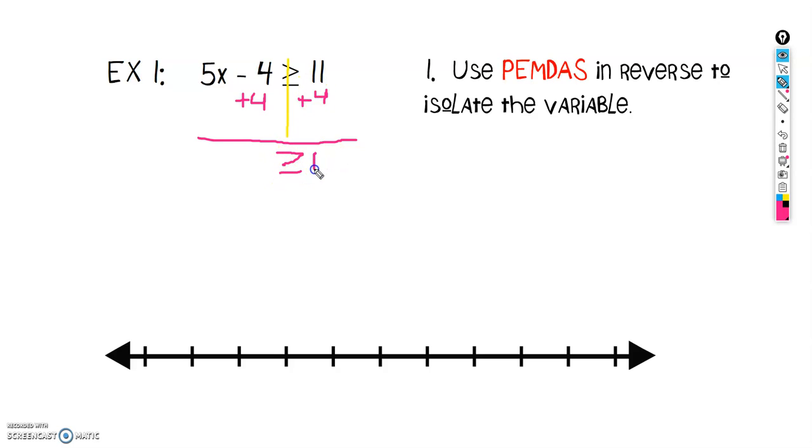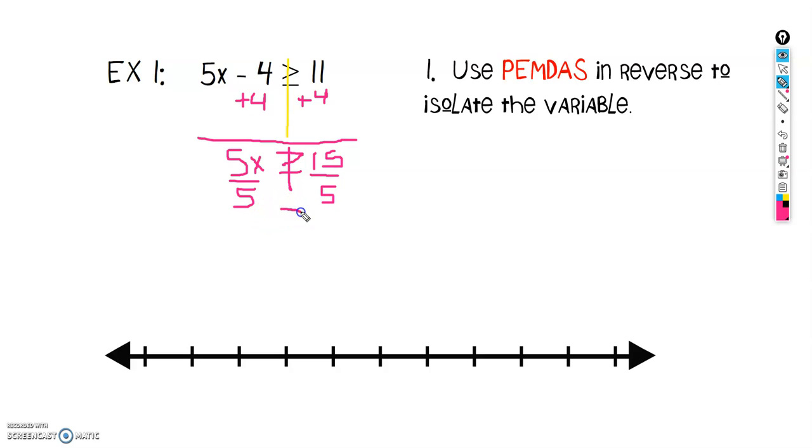11 plus 4 is 15. This cancels out, so I just have my 5x. Go ahead, draw your wall again to remind yourself what you do on one side, you do on the other. A coefficient with a variable means that I am multiplying. The inverse operation of multiplication is, of course, division. So we'll divide by 5.